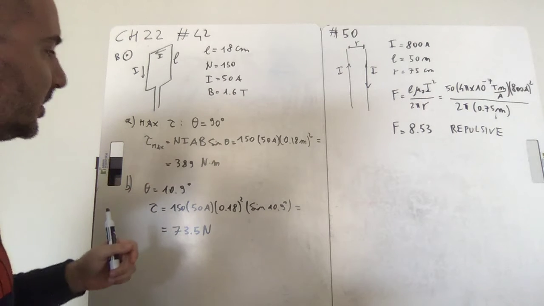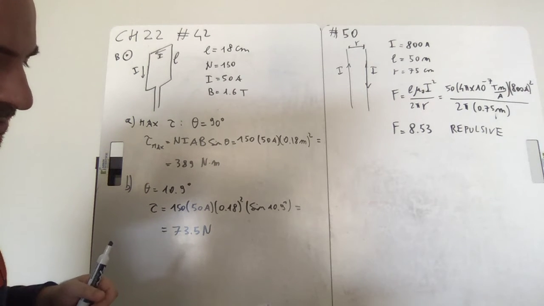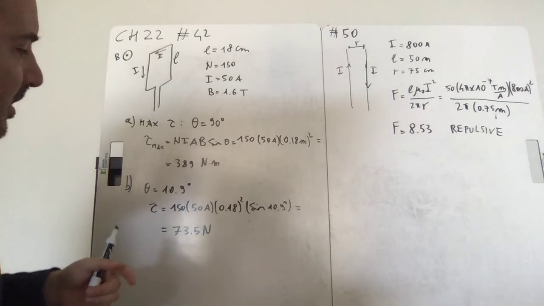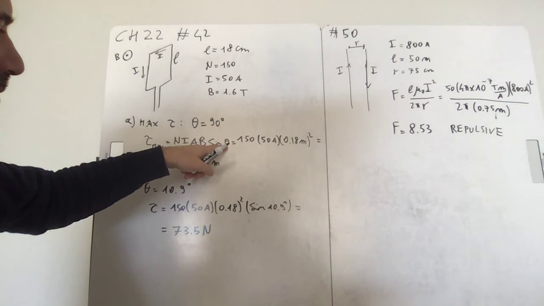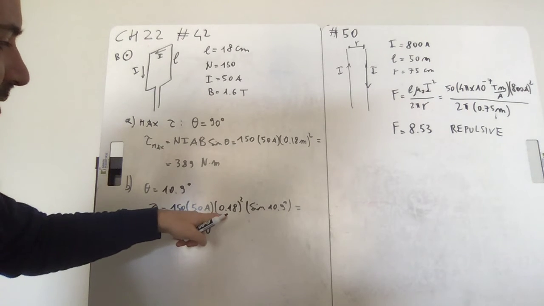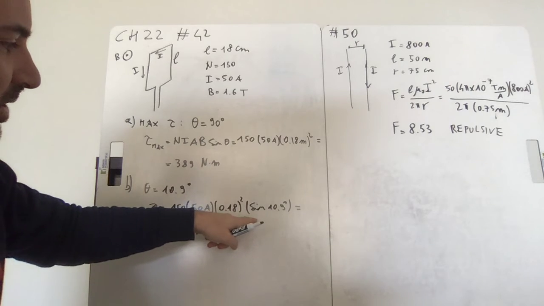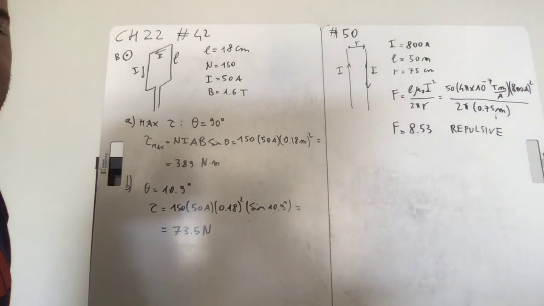This is a torque. The second question of this problem is, if you set the angle to 10.9 degrees, what is the torque? Well, if theta is 10.9 degrees, then sine theta is not 1 anymore. And so you have 150 times 50 times 0.18 squared times the sine of 10.9 degrees. If you plug in this number, you find that the torque is 73.5.